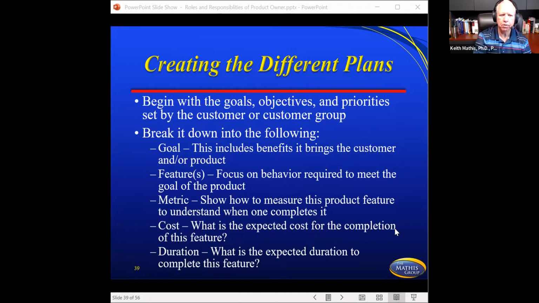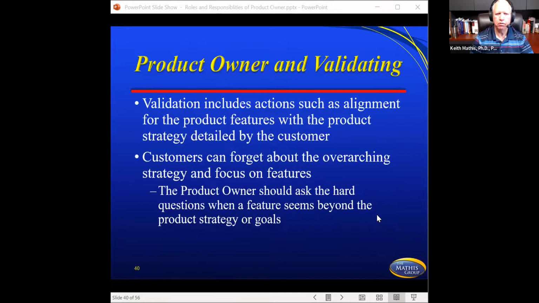All right, so creating the different plans, the product owner would begin with the goals, objectives, and priorities set by the customer or customer group, but the product owner should be one person. They break it down into the following: the goal includes the benefits it's going to bring the customer; the features, which are the behaviors required to meet the goal of the product; the metric, which shows how to measure this product feature; the cost, the expected cost for completion; and then the duration. What's the expected duration to complete this feature? You can see that's why they have the collaboration with the team, because the team is going to have to give them some of this information.